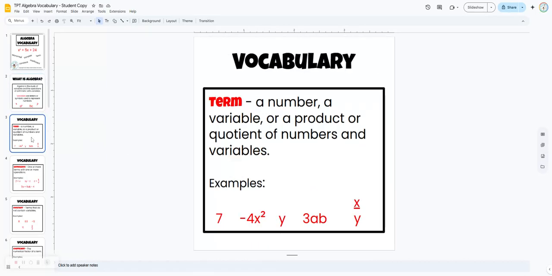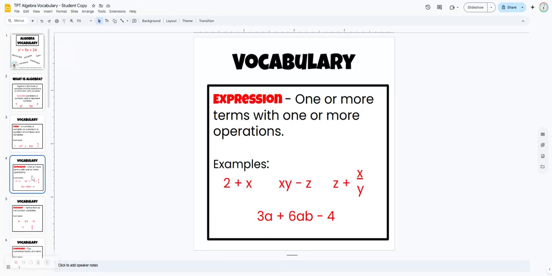So the first one you want to go over with the students is term. So a term is a number, a variable, or a product or quotient of numbers and variables. So you won't see any plus or subtraction signs. They're each a separate term. An expression is next, one or more terms with one or more operations. So here you're going to see the plus signs, the subtraction signs.